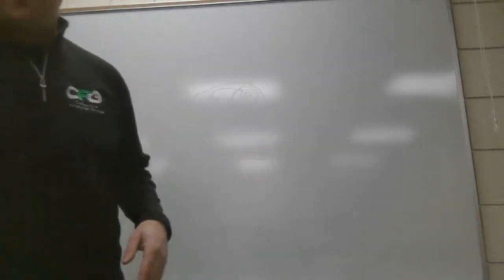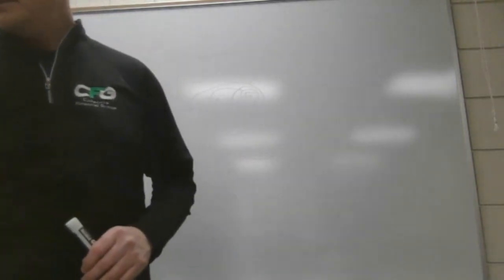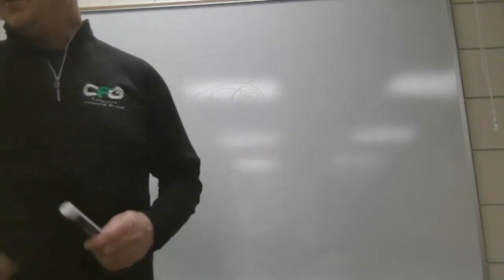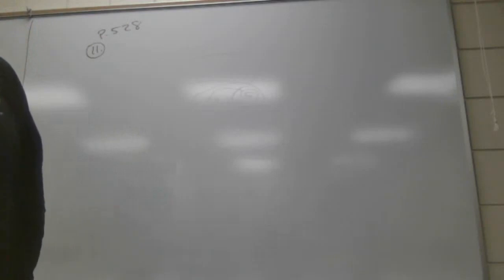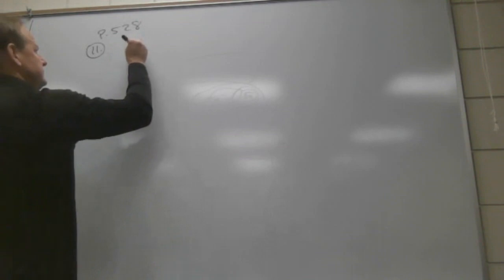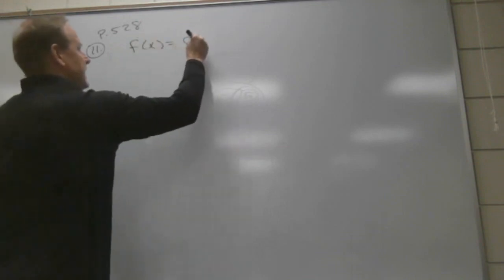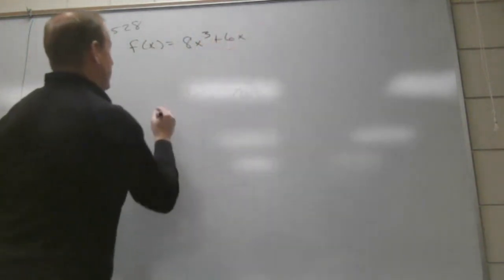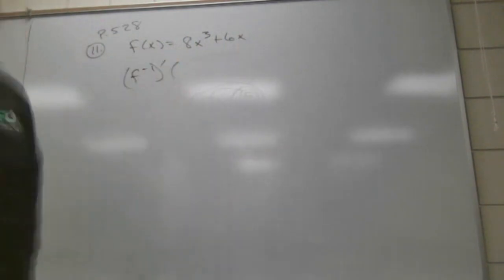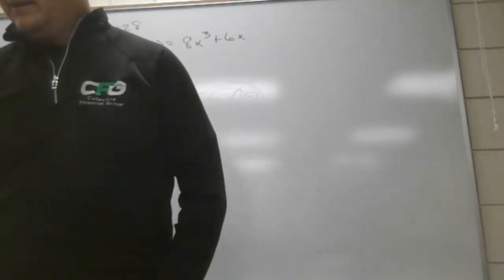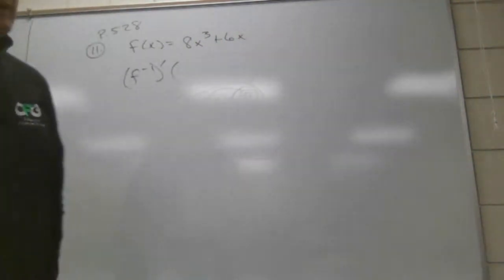Find f inverse prime. Well, let's start with number 11. So this is number 11 on page 528. Thank you for clarifying that. So page 528, number 11, we've got 8x cubed plus 6x. And we want to find f inverse prime evaluated at d, where d equals 4.